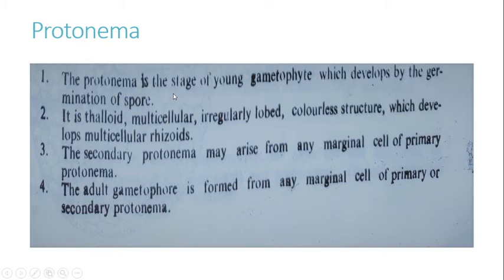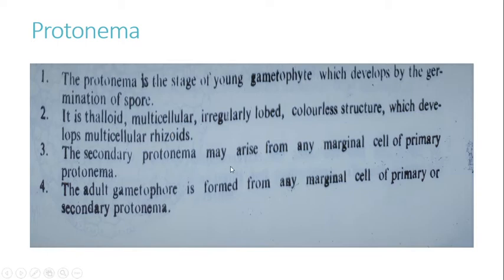We have discussed earlier that protonema is a juvenile stage, and this protonema stage is formed just after the development of the spore. It is thalloid, multicellular, irregularly lobed and colorless, and it shows the presence of multicellular rhizoids. These rhizoids fix, or you can say anchor, the protonema on the substratum or on the soil.